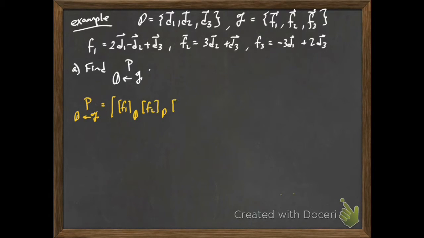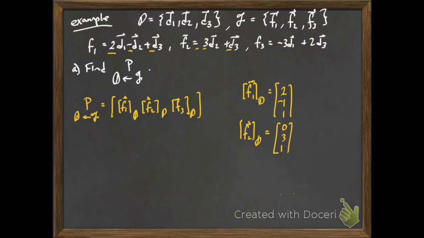Well, according to the theorem, it's going to have columns F1 in D coordinates, F2 in D coordinates, F3 in D coordinates. So I just compute F1 in D coordinates. I need to just read off the coefficients that are used as weights on the basis D1, D2, D3 when I write out what F1 is equal to. And I see that it's 2, minus 1, 1.